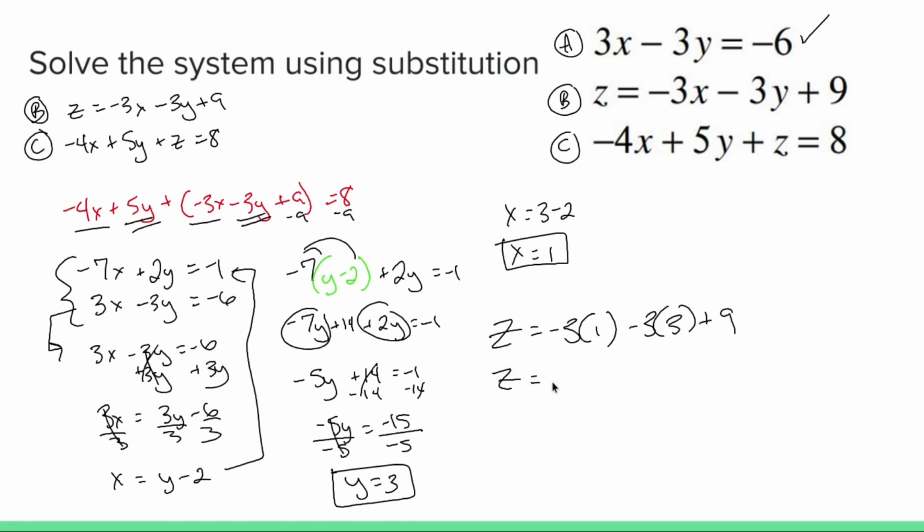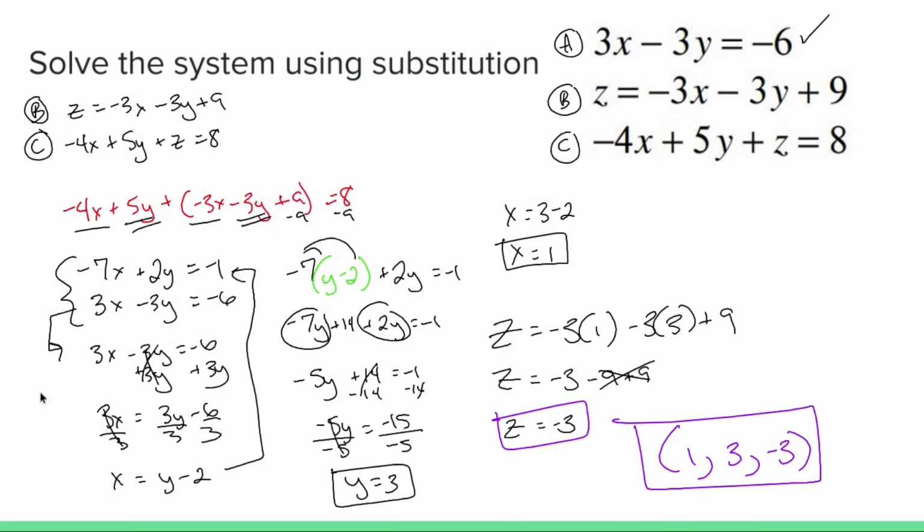So Z is going to equal negative 3 minus 9 plus 9, so these guys will just cancel each other out, and Z is going to equal negative 3. So putting it all together, my X was 1, my Y was 3, my Z was negative 3. Close it up, that's my answer.